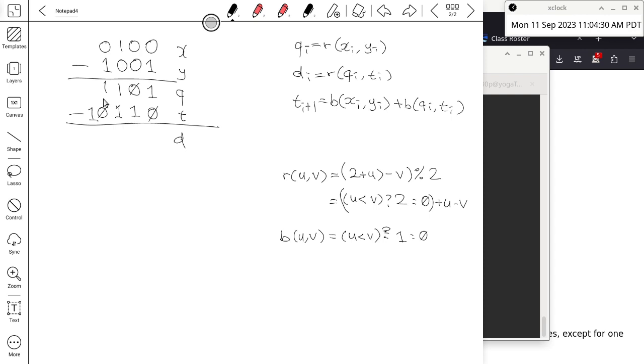And then we go, you know, to the d row. And then those are the r functions. The r of 1, 0 is a 1. The r of 0, 1 is a 1. The r of 1, 1 is a 0. The r of 1 and a 0 is a 1. That's the answer. Okay, but did I make a mistake in the process? Because I just kind of rushed through a lot of the calculations.